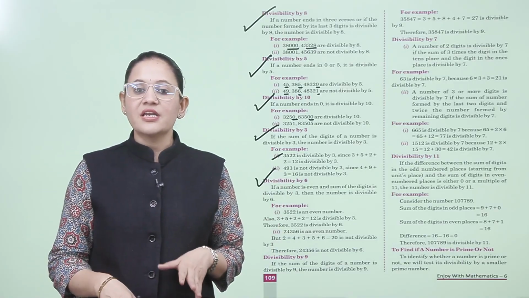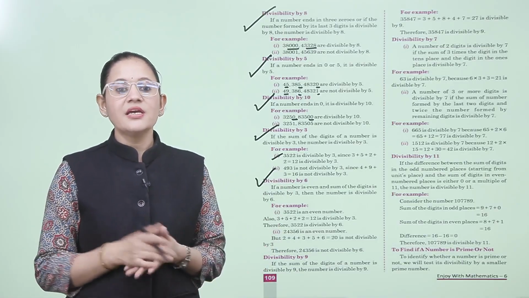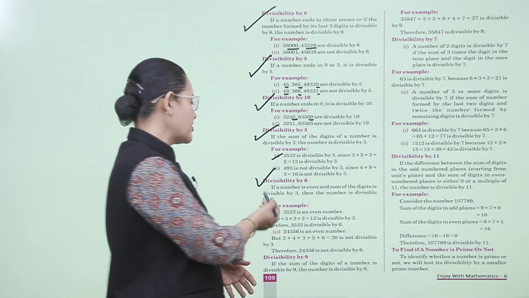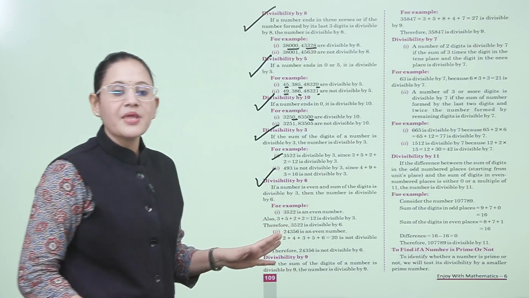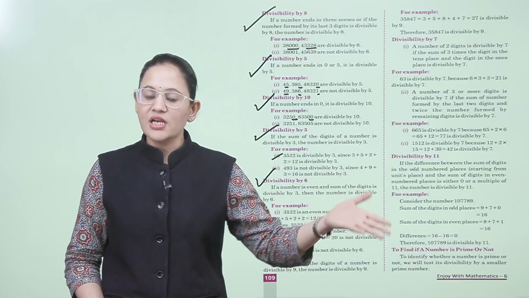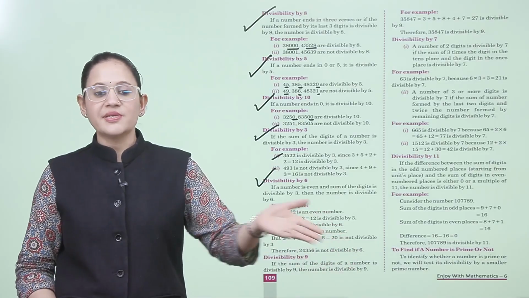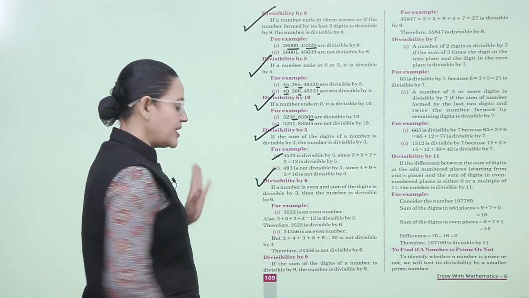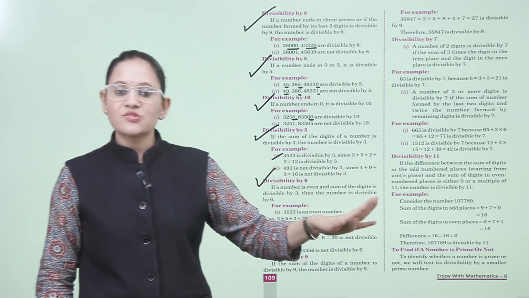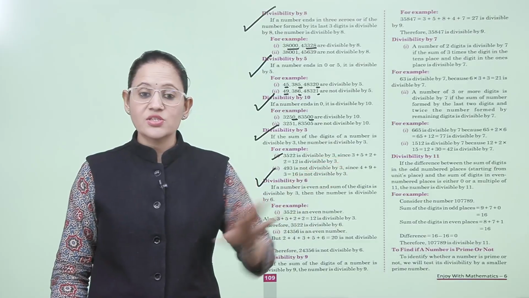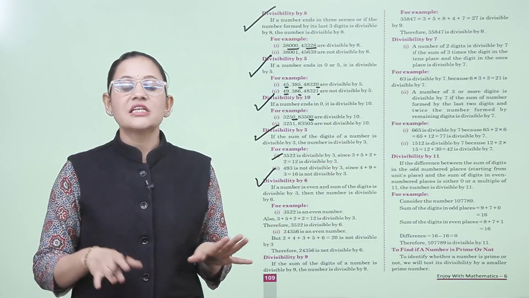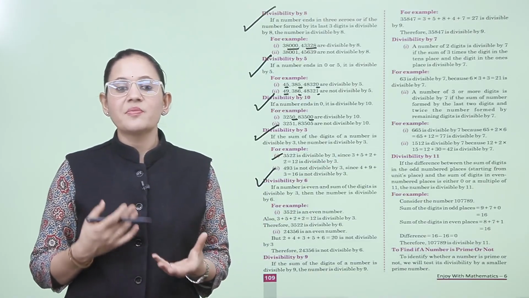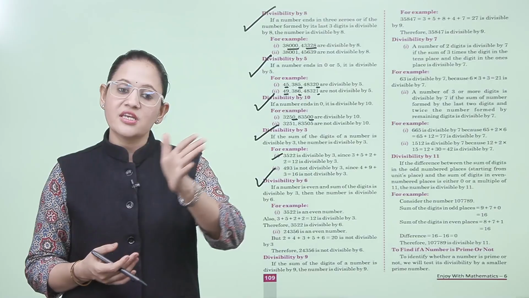If a number is even and the sum of digits is divisible by 3, then the number is divisible by 6. For example, 3522 is an even number and the sum of digits is 12, and 12 is divisible by 3, which means the given number is divisible by 6. We'll take another number. Here the number is even and the sum of digits is 20, and 20 is not divisible by 3, so it's not divisible by 6. So for a number to be divisible by 6, it should be divisible by both 2 and 3.